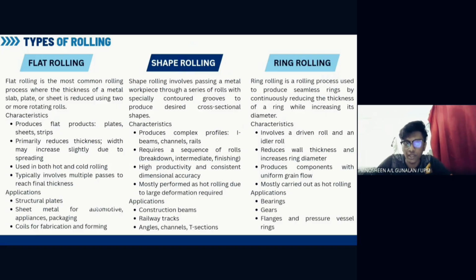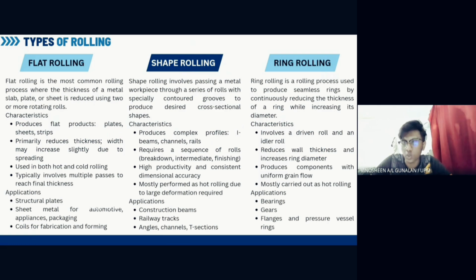Moreover, we have shape rolling. Shape rolling involves passing a metal workpiece through a series of rolls with specially contoured grooves to produce desired cross-sectional shapes. So the characteristics are that it produces complex profiles like I-beams, channels, and rails, and it requires a sequence of rolls like breakdown, intermediate, and finishing. It has high productivity and consistent dimensional accuracy, and is mostly performed as hot rolling due to the large deformation required. So the applications are construction beams, railway tracks, angles, channels, and T-sections.